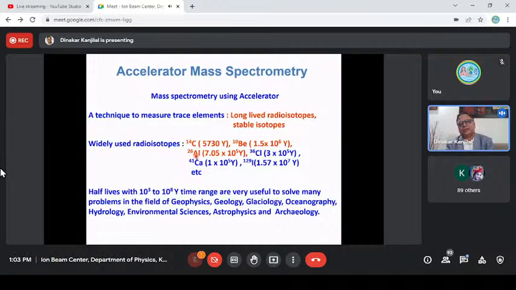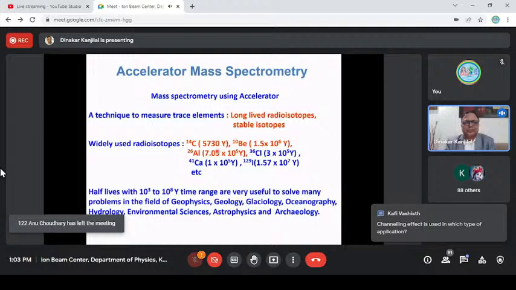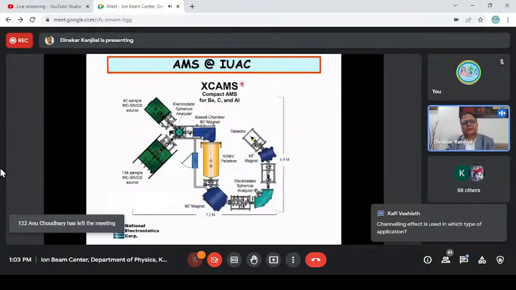The stable isotope ratio gives the years. So iodine actually gives even tens of billions of years of accurate data. All these facilities we now have in India. Earlier we didn't have it, 10 years back. So now it can be done in our country also.